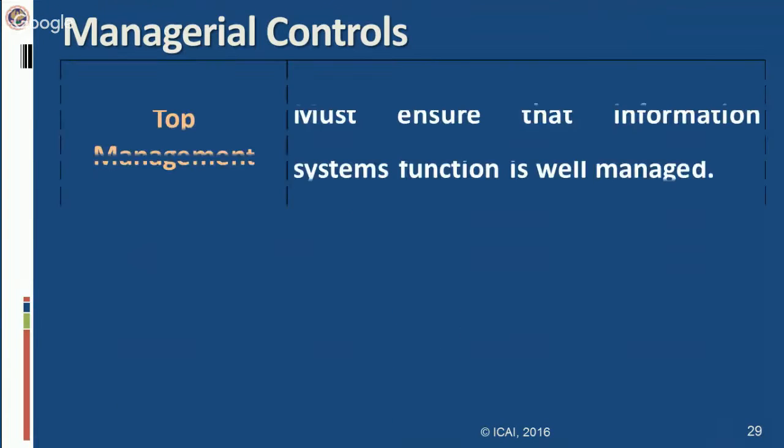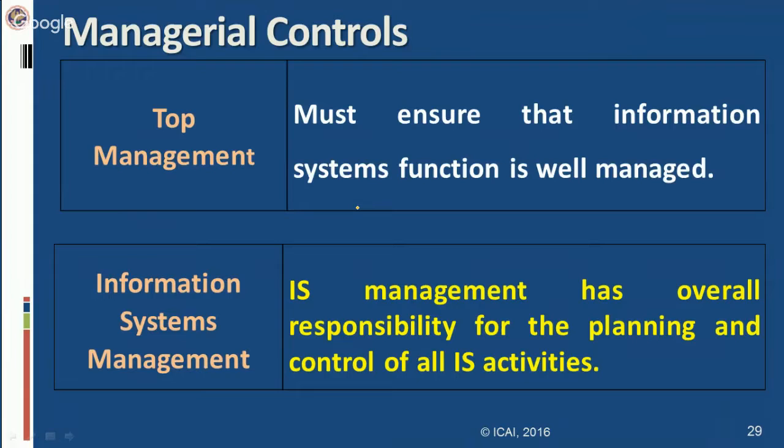So the very first is top management. This will ensure that the information systems function is well managed. So, are top management controls placed or not? They are basically responsible for long-run policy decisions, and they should be well managed. Then comes the information system management. It has overall responsibility for the planning and control of all information system activities. It also provides advice to the top management in relation to long-run policy decision making.